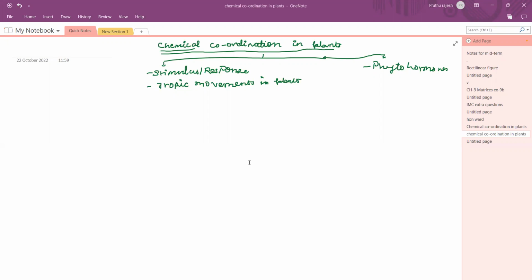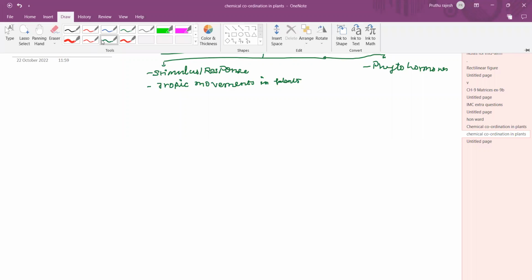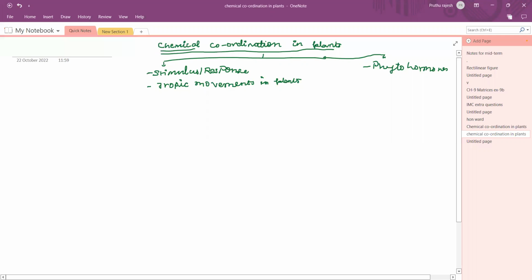In today's class, I'm going to be starting chapter 7, chemical coordination in plants, for 10th ICSE students. I have bifurcated this topic into two parts. One will be concerning stimulus response and tropic movement in plants. The other will be about phytohormones.